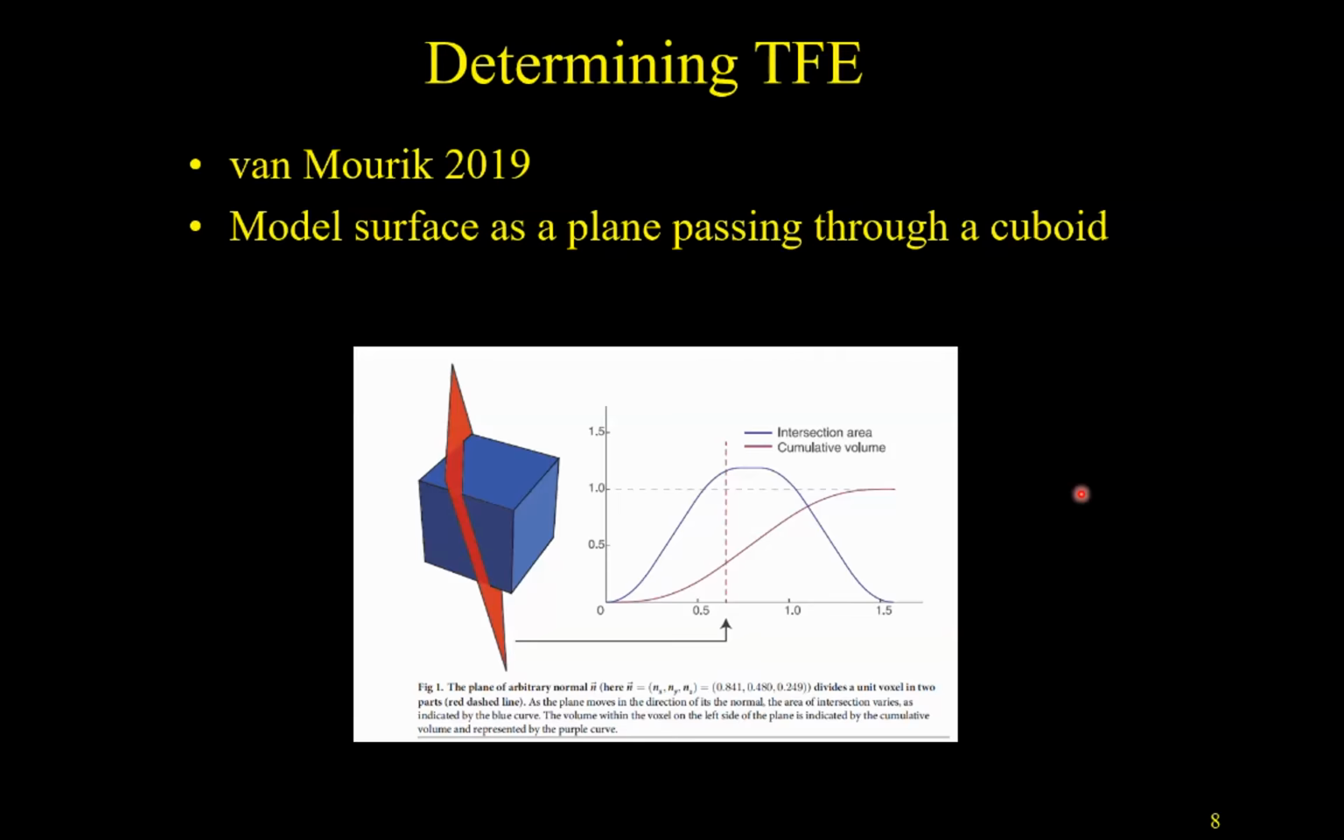There are other ways to do this. Van Mourik used a planar approximation. The surface, of course, is the smooth thing that's cutting through all of your voxels. And if your voxels are small enough, then the surface is approximately a plane. Once you know where that plane is cutting through, there's an analytical formula that you can use to compute the partial volume, the tissue fraction effect.